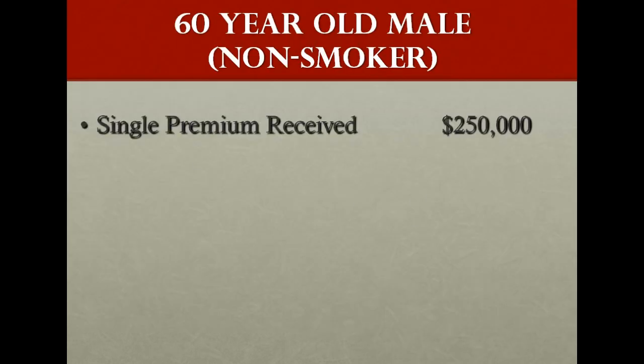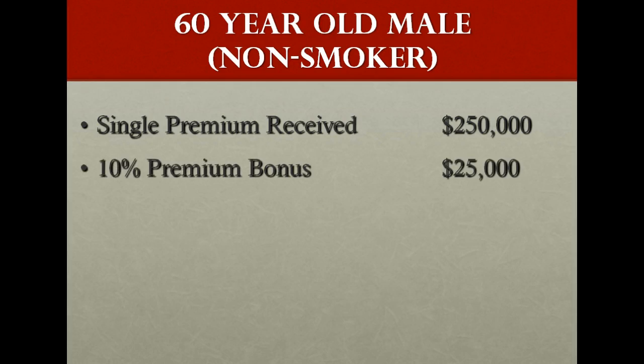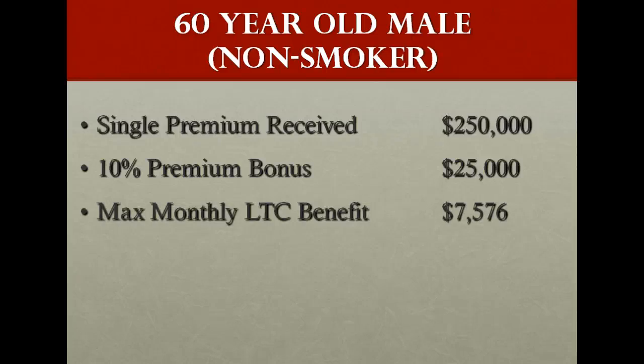In our example, we're looking at a single one-time premium transfer of $250,000. In the accumulated account value, or the account balance, immediately on day number one, there is a 10% premium bonus applied to the account value, in this example $25,000. It also will provide, over the course of the product, a maximum monthly long-term care benefit of $7,576 per month if long-term care benefits were needed at some point in the future.